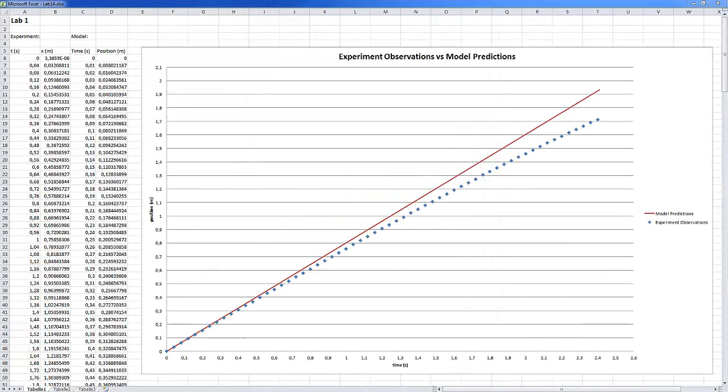To better compare the results, the data of the experiment and the model predictions are plotted into the same graph. In this graph, the x-axis corresponds to the elapsed time and the y-axis corresponds to the x position of the ball. The red line represents the model predictions and the blue dots are observations from the experiment. We can see that the model approximates the reality very well at the beginning, until 0.5 seconds. Then the differences are getting bigger. At the end of the experiment, there is a gap between the prediction and observation of about 20 centimeters.